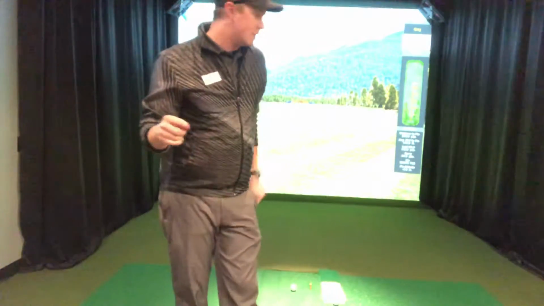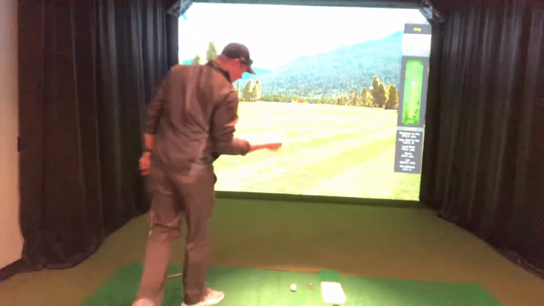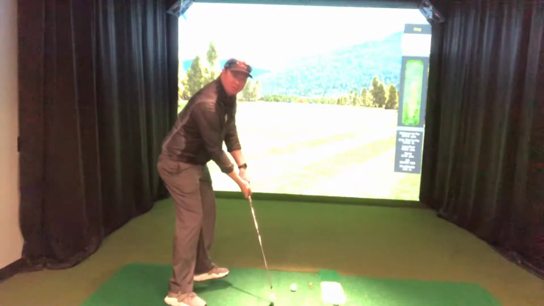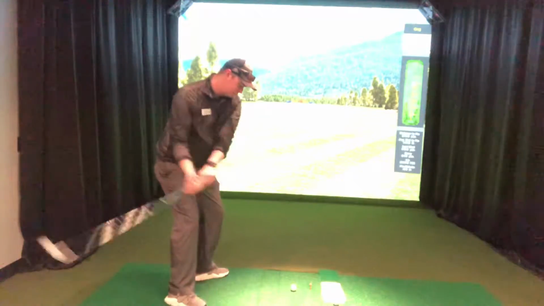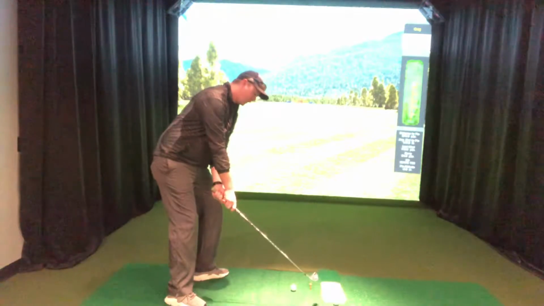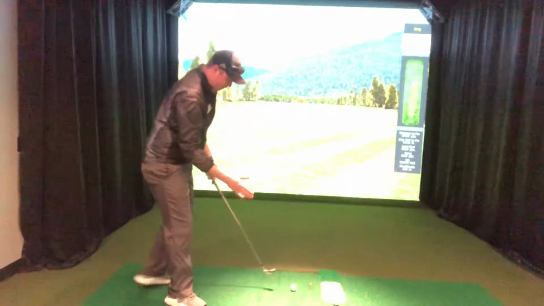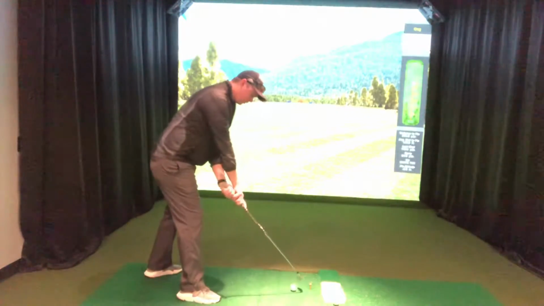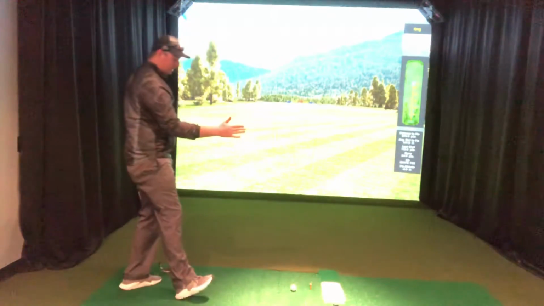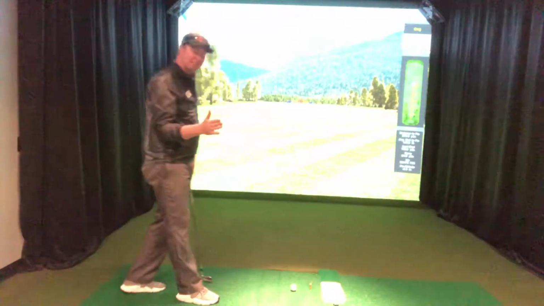Another way to think about this is which hand is higher at impact. If my left hand is higher than my right hand, that's going to leave my face open. If my right hand is higher in relationship to the ground, if my right hand is higher than my left hand, that's going to really close my face down. So thinking about your hand position, which one's higher, which one's lower at impact, will help you get a gauge on where your face angle is. Is it open? Is it closed?